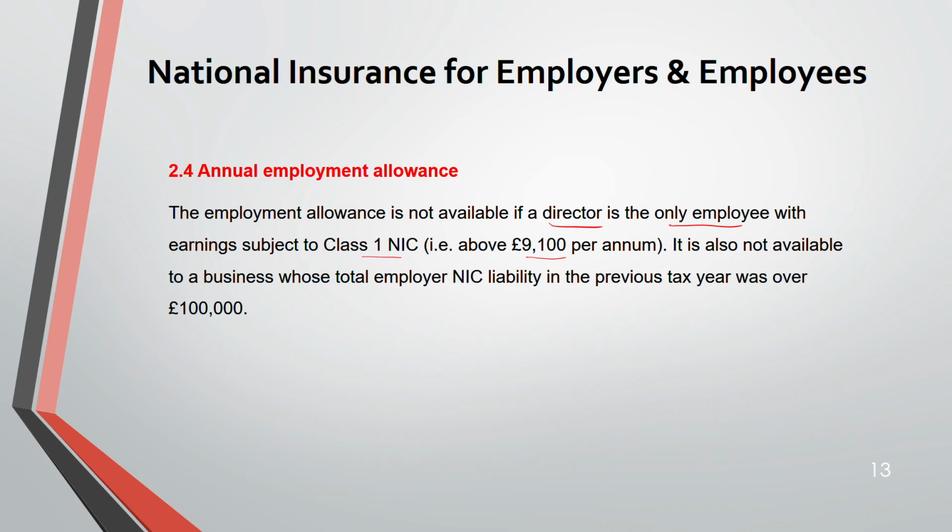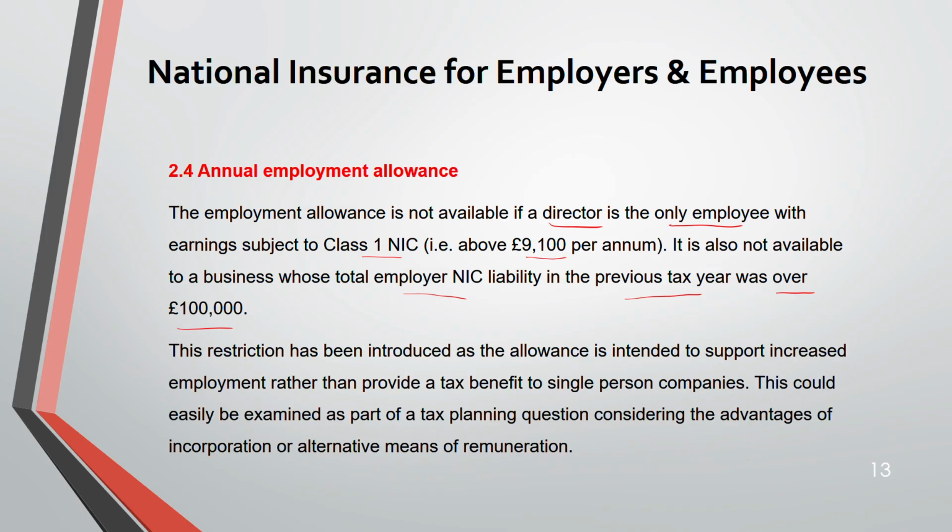Okay. Then it is also not available to a business whose total employer NIC in the previous tax year was over 100,000. Remember, not just one employer, but the total employer NIC in the previous tax year. If it was more than 100,000, then you will not get the 5,000 employment allowance to deduct. Clear? So these two conditions you have to remember.